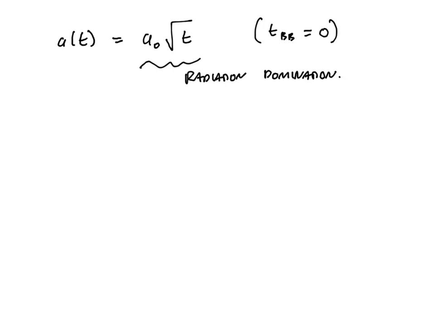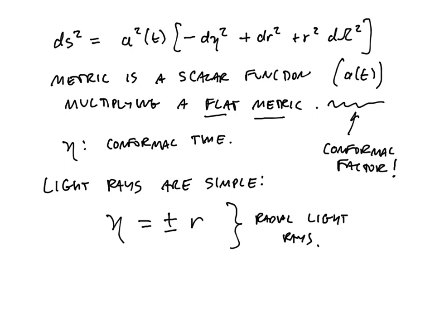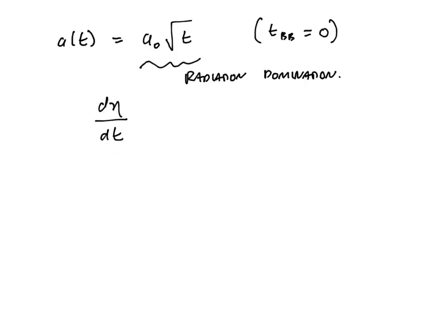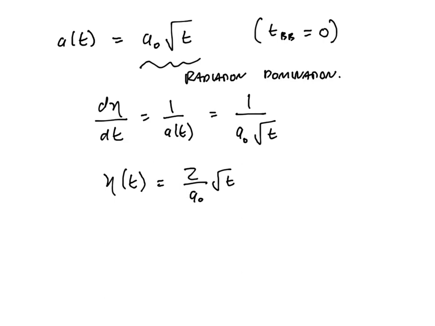Okay, so now let's understand how eta behaves. If you recall from the previous slide, what is d eta dt? Well, let's go back and look at it. Here, d eta dt is just going to be 1 over a of t. So I get 1 over a of t, which is therefore 1 over a naught times the square root of t. Okay. So from this, I can solve for eta. This is a trivial integral. What I find is that eta of t equals 2 over a naught times the square root of t.